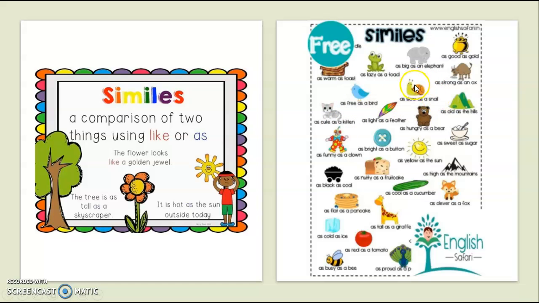So here maybe like the slow as a snail, we can put my sister is as slow as a snail. Or as hungry as a bear, we can say I am as hungry as a bear, which means that you are super duper hungry. Or as sweet as sugar, my grandma is as sweet as sugar. These are all just examples and things you can use to compare two things.